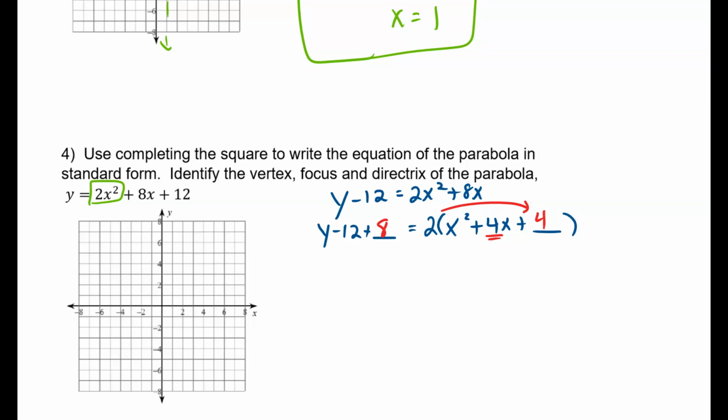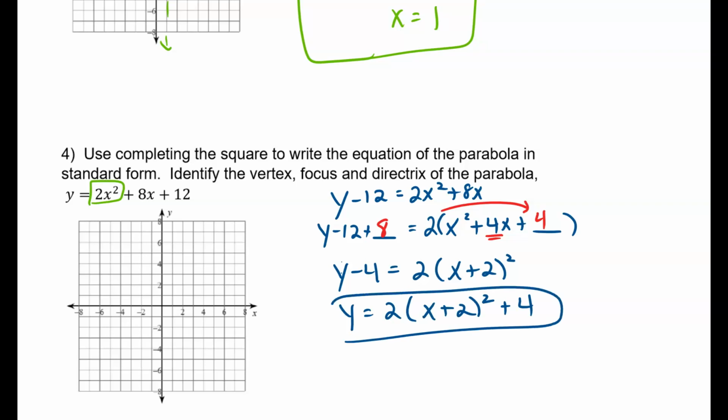And then I work on changing into my form here. So I get y minus 4 is equal to 2 times the quantity x plus 2 squared. And all I have to do is add 4 to the other side. So what do we get here? We get y is equal to 2 times the quantity x plus 2 squared plus 4. So here is standard form. My friend, it's based off of the form 1 over 4c times quantity x minus h squared plus k.